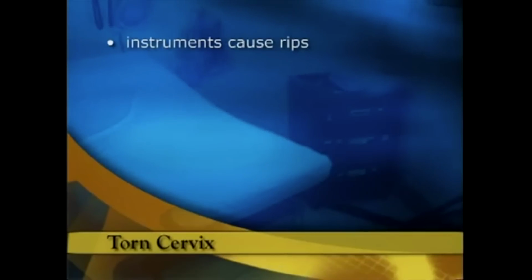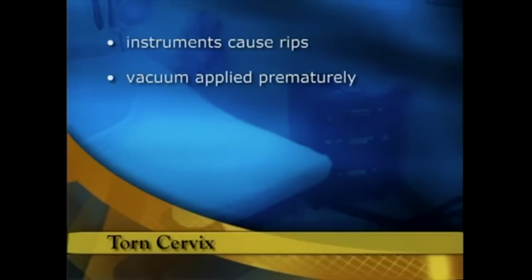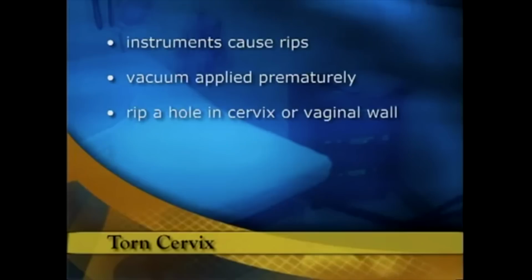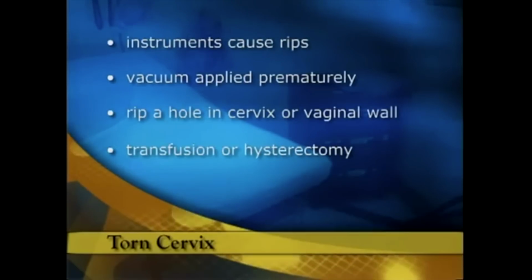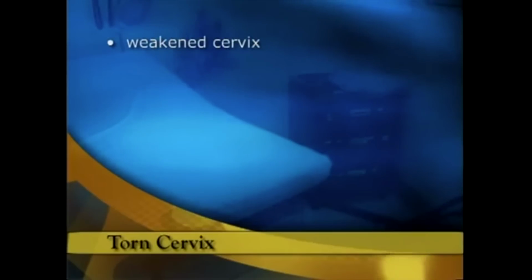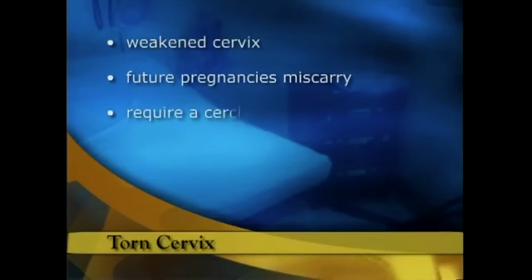A cervical injury can also result if the suction machine is activated before the open end of the cannula is fully inside the uterus. The suction machine used in abortion procedures can generate enough force to rip a hole in the patient's cervix or vaginal wall. Injuries to the cervix may require a blood transfusion, hysterectomy, or other major surgery. For other cervical injury patients, the cervix may be damaged or weakened to the point that any future pregnancies will either miscarry or require a cerclage.